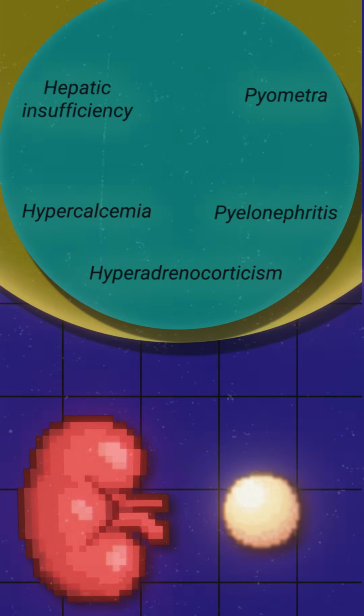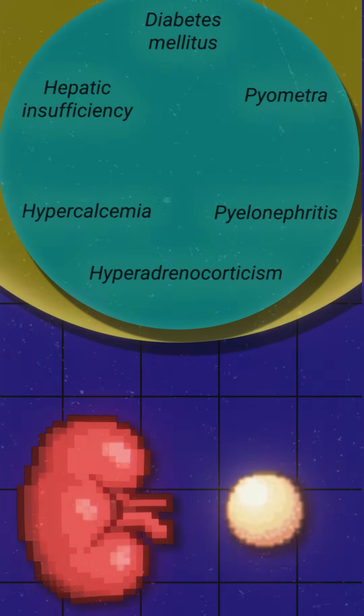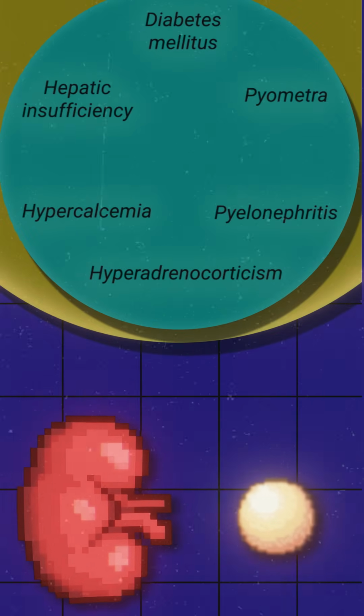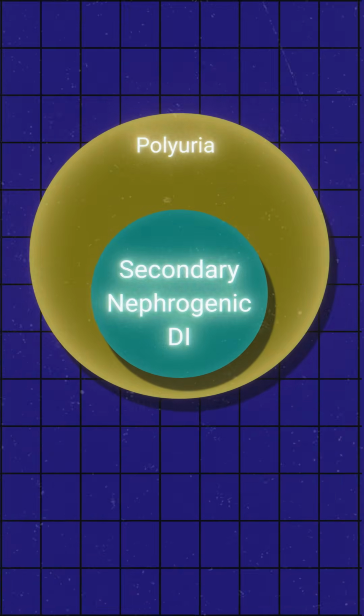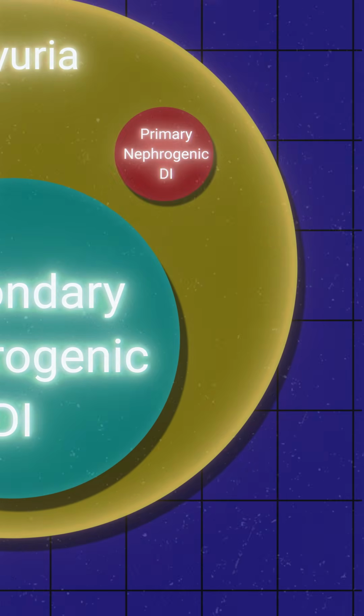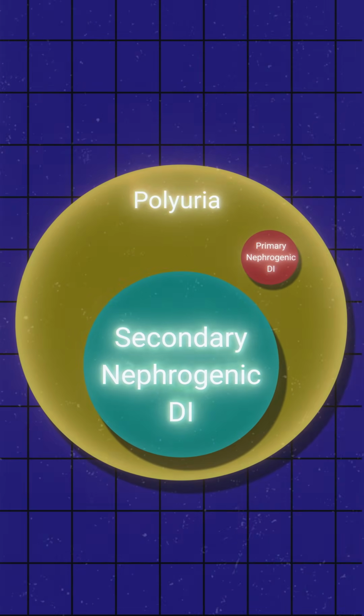By definition, even diabetes mellitus is considered as nephrogenic diabetes insipidus, since the kidneys cannot respond to ADH because of all the extra glucose in the urine. On the other hand, primary nephrogenic DI is an extremely rare congenital disease in dogs and has never been reported in cats, so it is only really considered when other causes of polyuria have been ruled out.